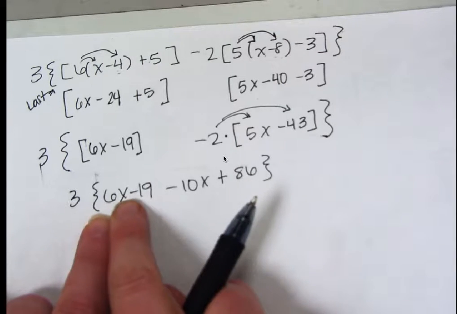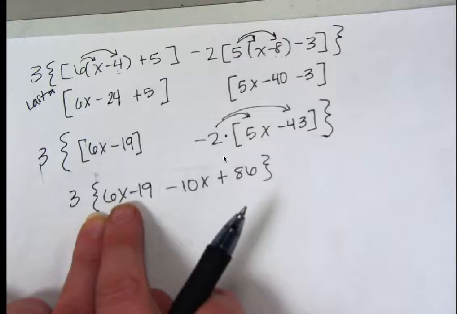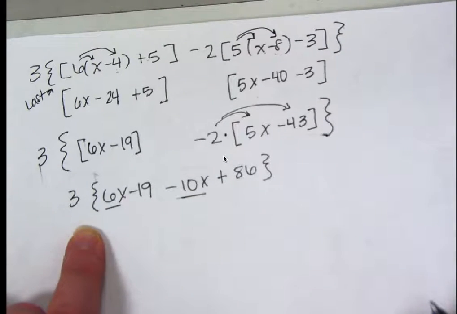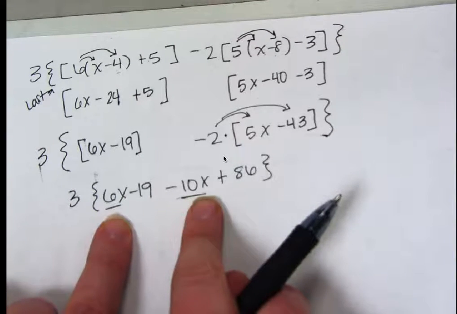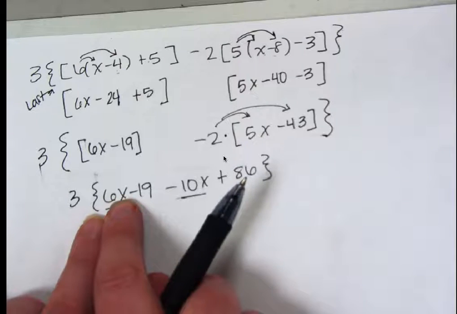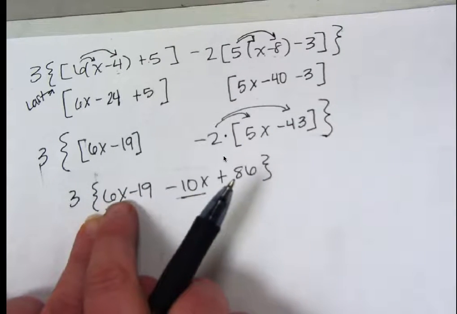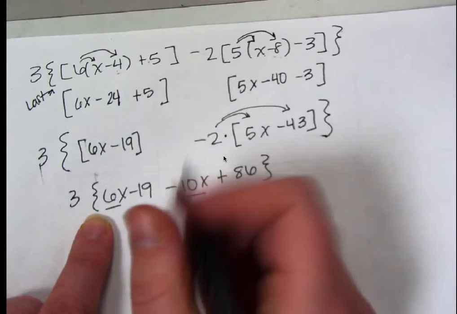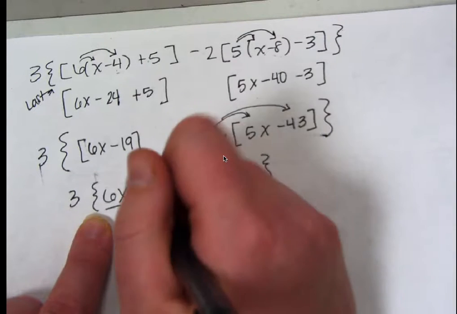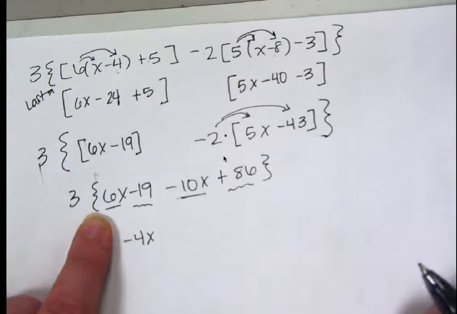So now I need to work on simplifying inside the curly braces. There are some like terms. 6x and negative 10x are like terms because they both have an x to the first power. So to combine them, I just add the coefficients, or the numbers out in front. So I'm going to take 6 minus 10 and get negative 4x, and then negative 19 and a positive 86.